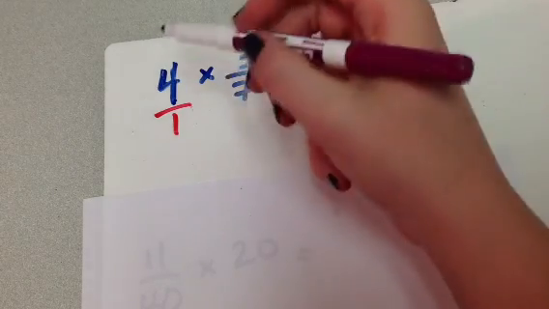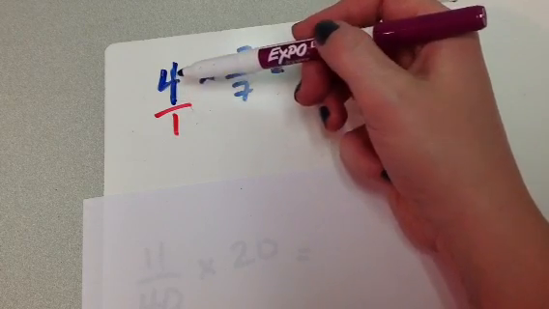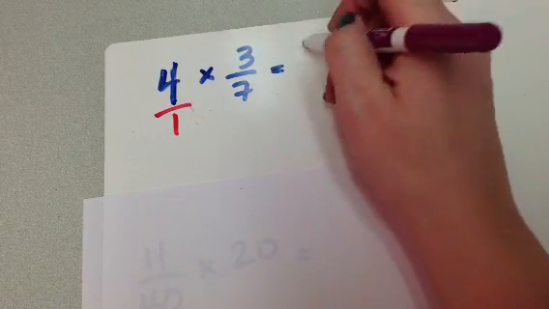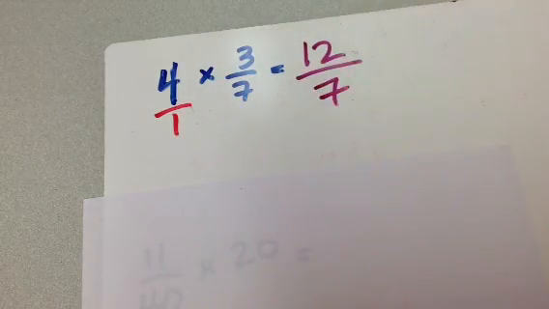So now this one, there's nothing that I can cross-cancel, so I'm just going to multiply straight across. This becomes my top number. This is my new bottom number. So 4 times 3 is 12. 1 times 7 is 7.